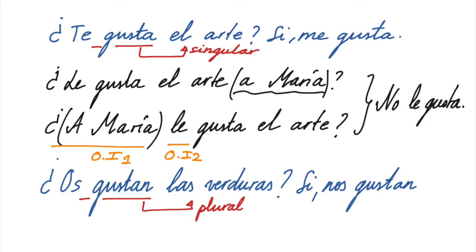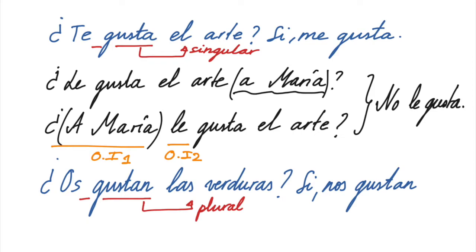Let's see how it works with questions. ¿Te gusta el arte? Do you like art? Not te gusta, I'm asking you with te because I'm asking you. Sí, me gusta. ¿Le gusta el arte a María? Now I'm asking about María. This is why, and I wrote in brackets a María because you don't need to say a María. So, a María is like an explanation about this le. It's like a double indirect object. So you can say le gusta el arte, but you cannot say gusta el arte a María.